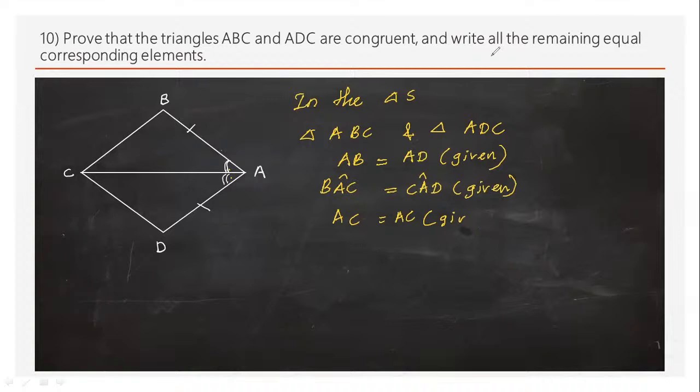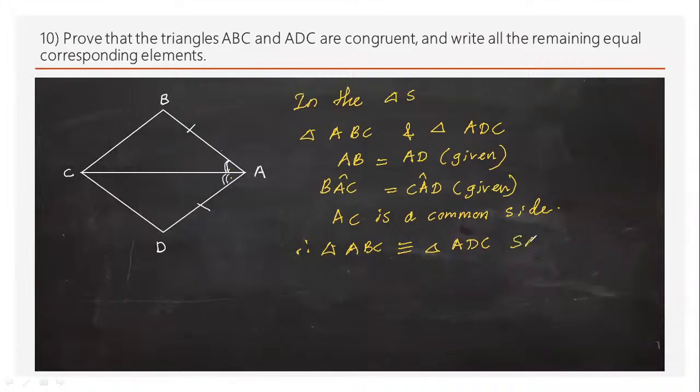Now it is better to write more than given. We can write common side. AC is a common side. So we can write, therefore, triangle ABC congruent to triangle ADC, by the situation side, angle, side case.